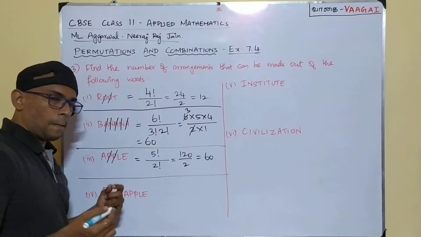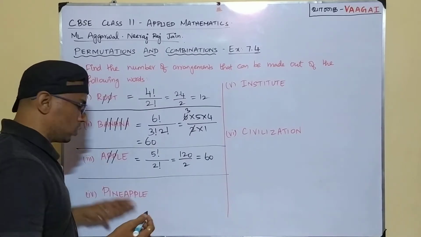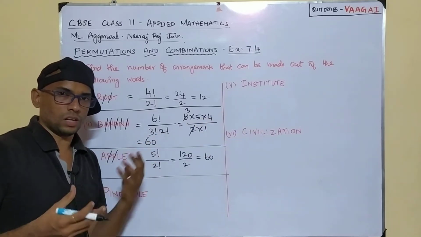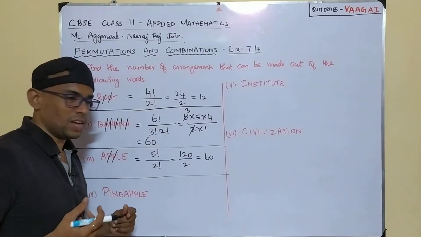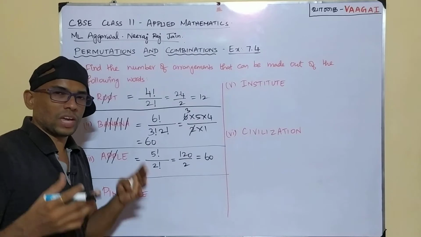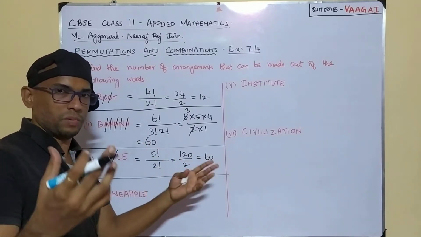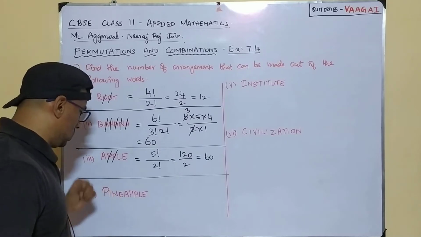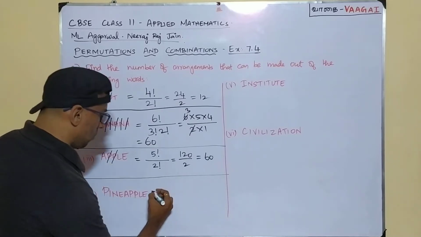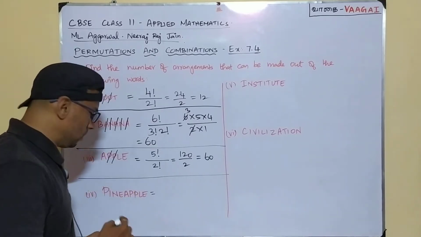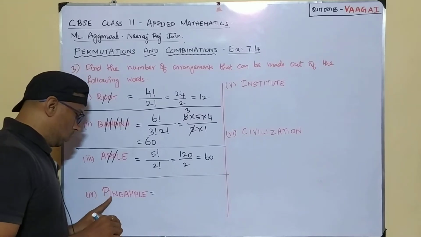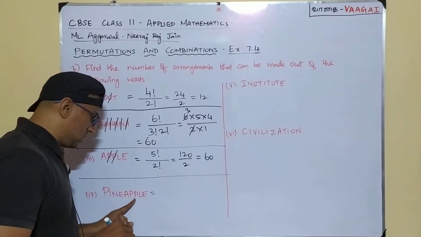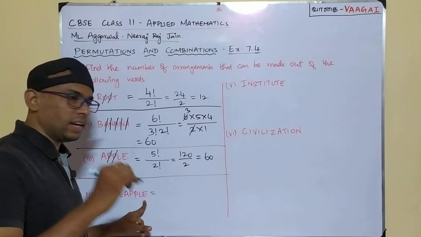Here we have the word pineapple. As we proceed through the questions, the words are becoming longer, right? So we should understand that the calculation work is going to be very huge. That's it. So yes, anyways, pineapple. See the word pineapple. How many letters do we have in the question? Just see 1, 2, 3, 4, 5, 6, 7, 8, 9. There are totally 9 letters.